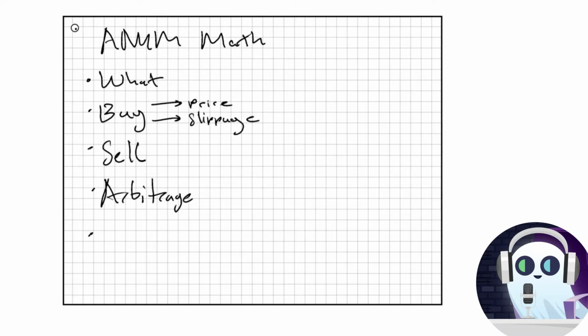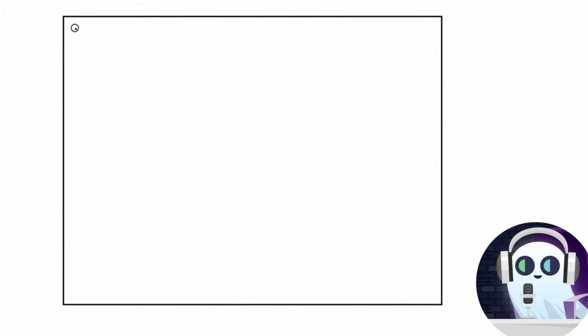It's how to calculate what needs to go into an AMM to reach a certain price. So if you have a USDC FTM pair, how much USDC do you need to put in to make FTM reach a certain price? And it's just kind of a fun calculation.